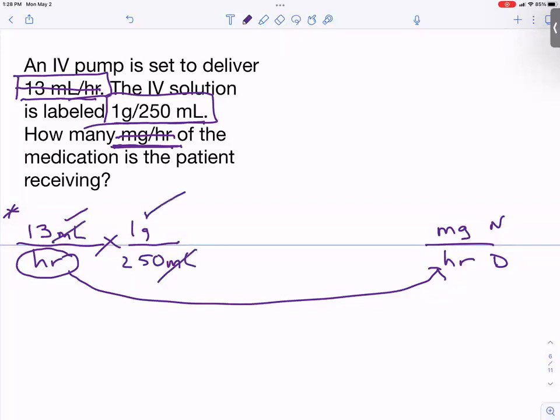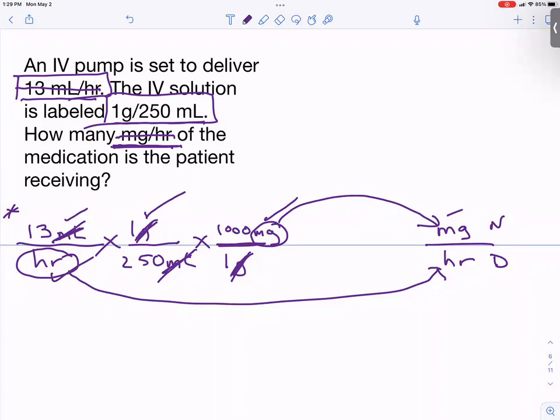Now I have to get rid of grams and find milligrams. So we go into our arsenal of conversions, and I know that 1 gram is 1,000 milligrams. That gets rid of my grams, and it gives me milligrams in my numerator. So when I look at my problem, everything that is unwanted is gone, and I'm left with exactly what I need. So now you know it's just math.